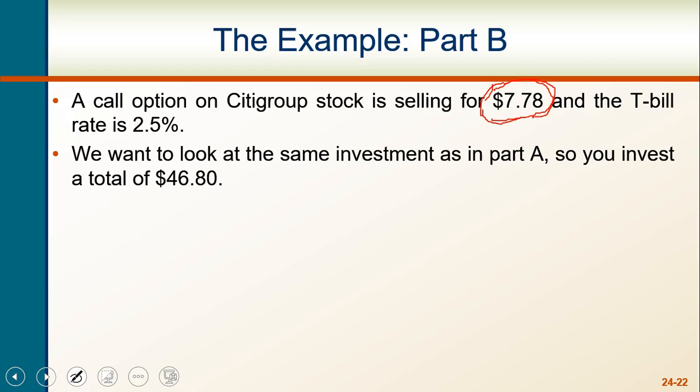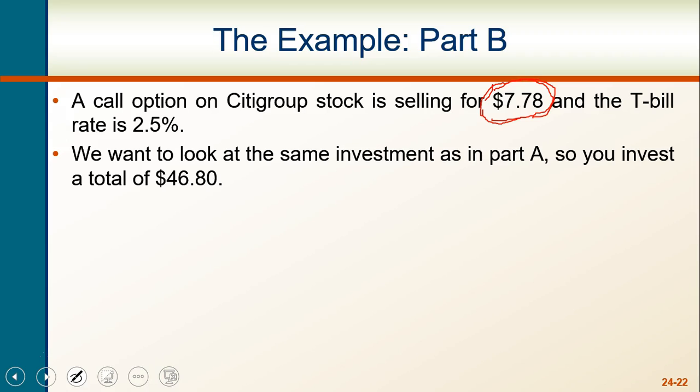Remember, the previous strategy cost us $46.80. Why? Because we had gone ahead and purchased a stock for $45, and at the same time we had purchased a put option and paid an option premium of $1.80, meaning that our total investment in the process was $46.80. So we want to give ourselves the same start so that we can compare: if in the alternative strategy also we invest $46.80, what are going to be our payoffs?